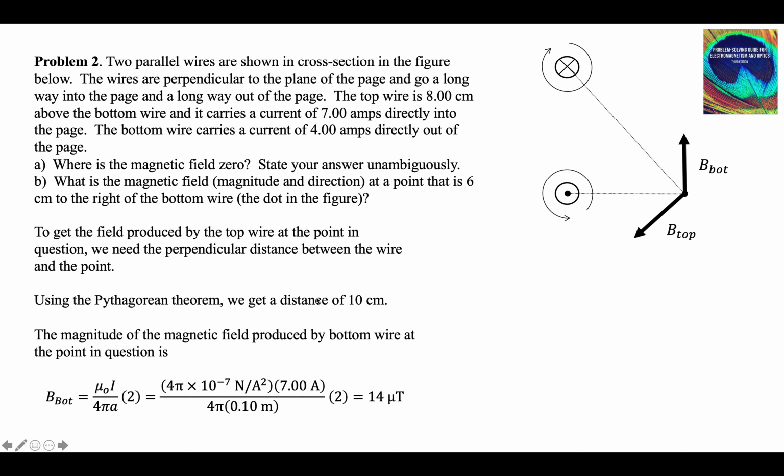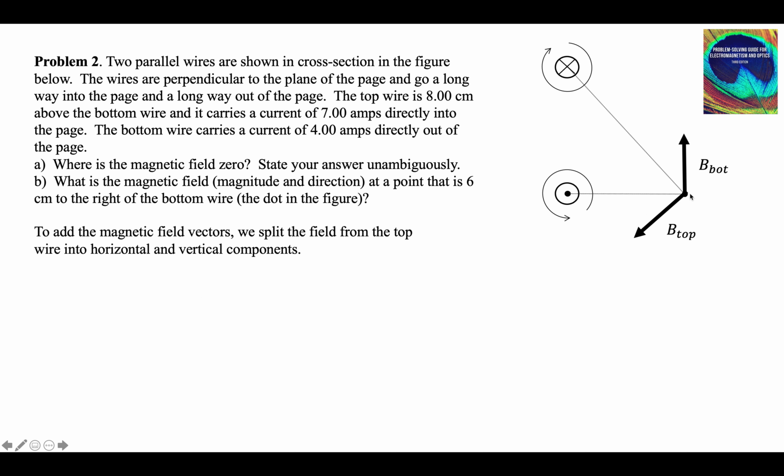The magnitude is mu naught I over 4 pi a times 2. There's mu naught. The current is 7 amps. The distance between the wire and the point at which we're measuring the field is 10 centimeters, which is 0.1 meters. And we get 14 microtesla for this length. Slightly longer than that. To add up these vectors, we have to split this B field from the top wire into horizontal and vertical components. They're both negative. Negative in the x, negative in the y.